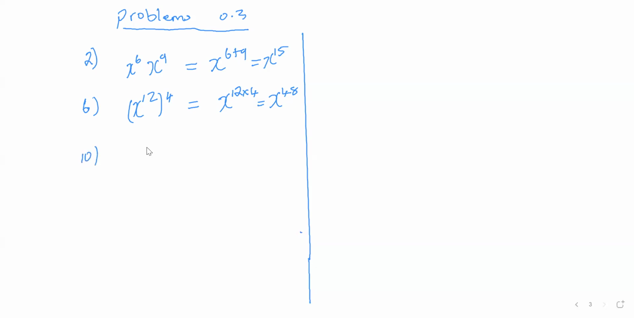Okay, let's quickly look at number 10. We are still in problem 0.3. Number 10 says simplify w squared s cubed divided by y squared, all raised to the power 2. In order to simplify this, we need to start by opening up the brackets. We can start by opening up the brackets as well as evaluating the brackets first.